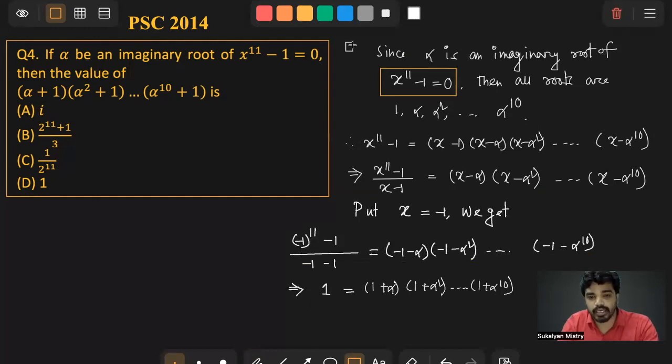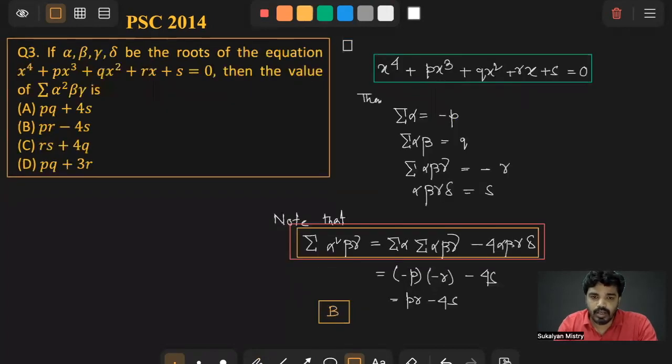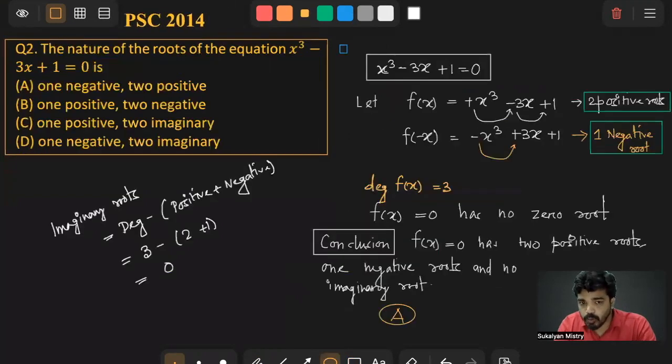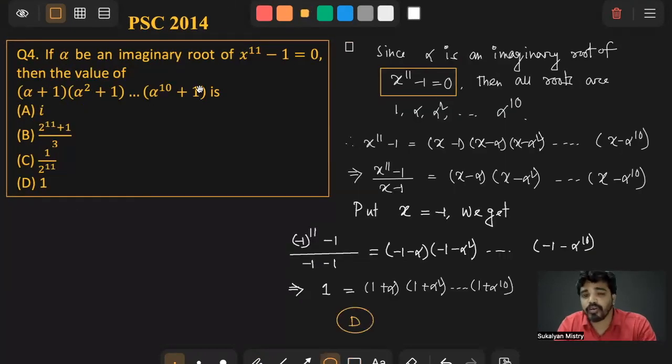So which option is correct? So option D is the correct answer. Clear? Today I have solved all the problems from theory of equations that came in the PSC 2014 exam, all the problems of PSC 2014 general degree college.